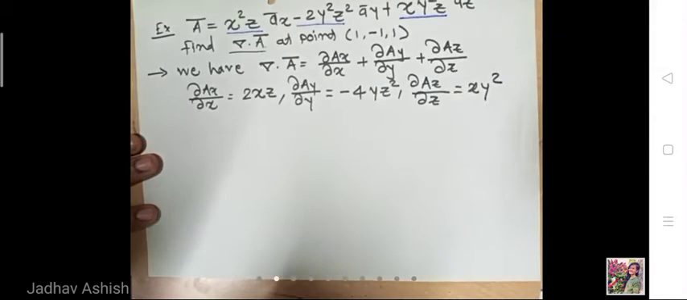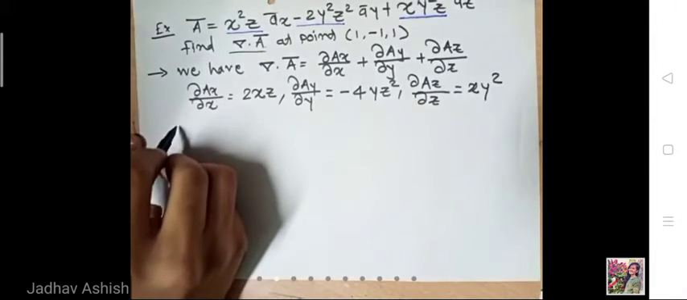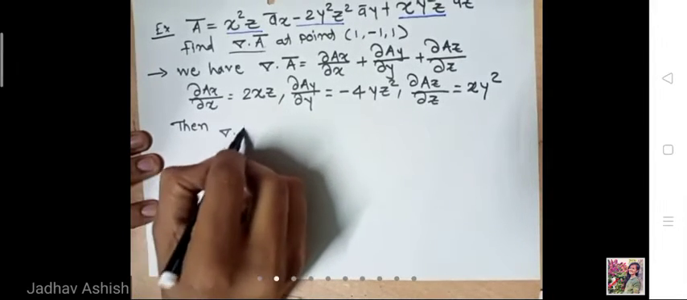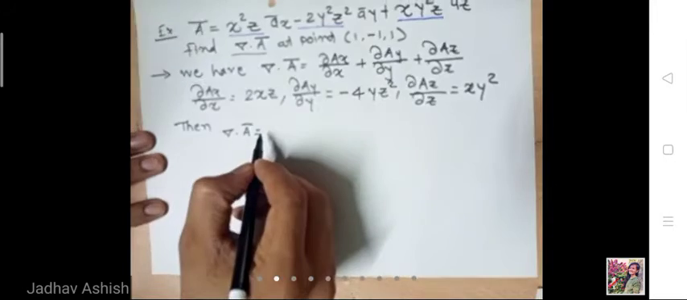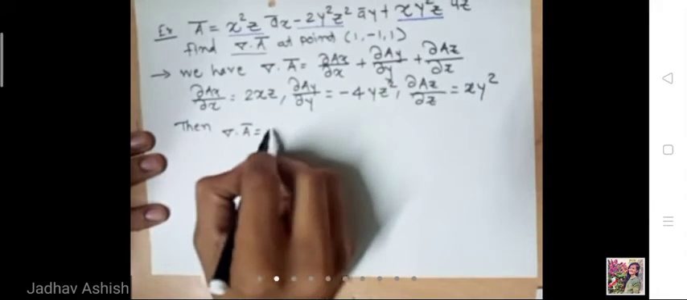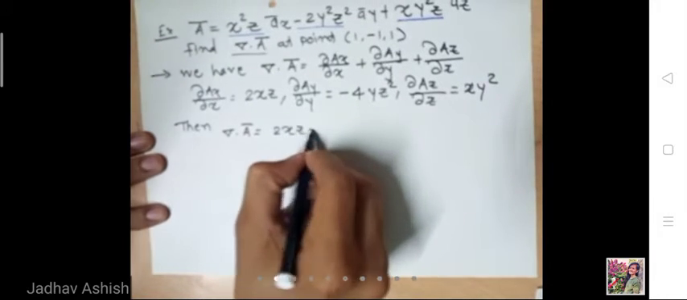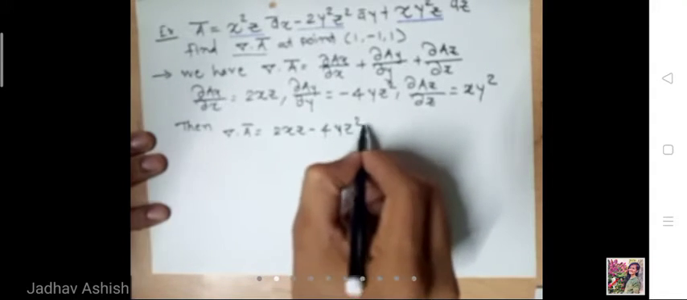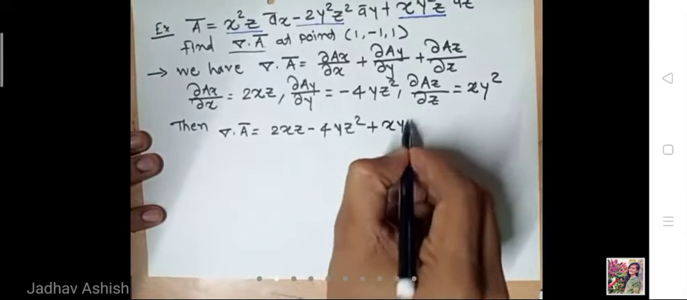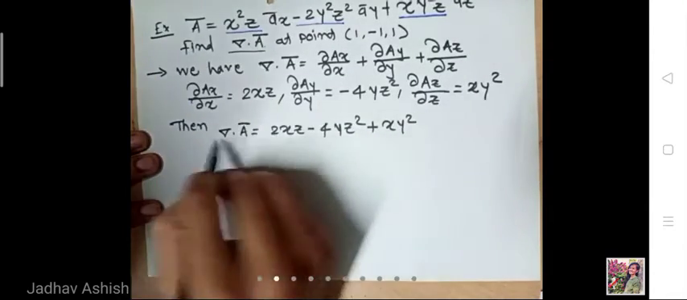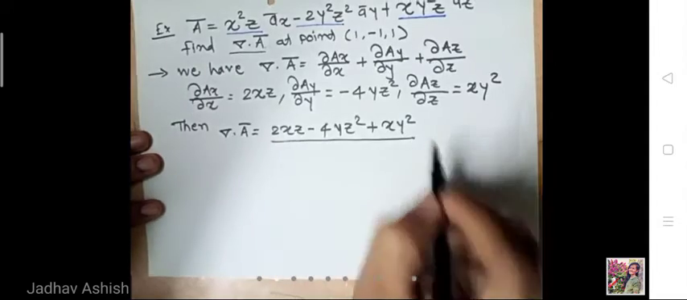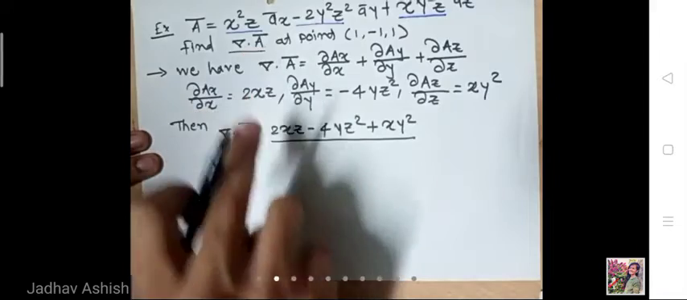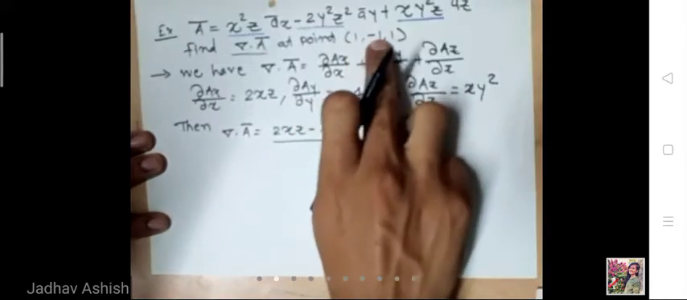So if you combine all those, finally you can write del dot A bar, that is divergence of vector A, is equal to 2xz minus 4yz square plus xy square, right? So this is divergence, and this is what value you have obtained. But we are interested in finding the value of this divergence at point 1, minus 1 and 1.